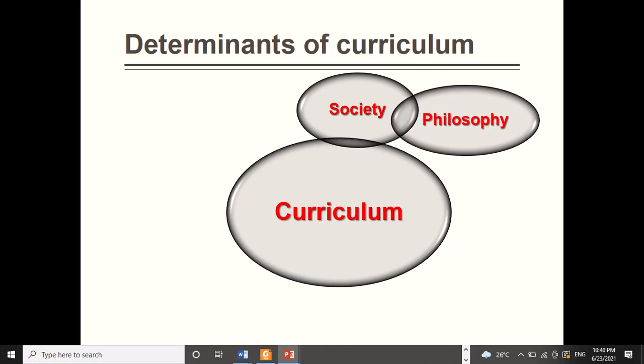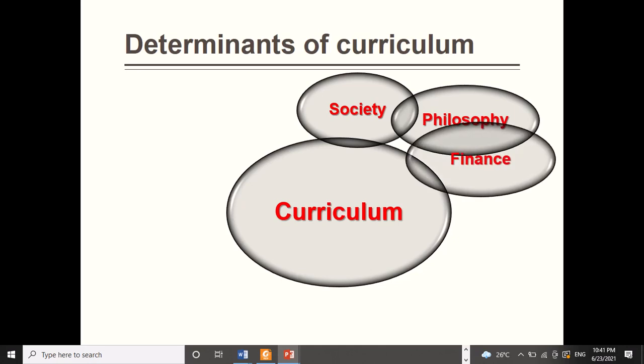Philosophy. The thinking of the people who are developing the curriculum also has an effect on the curriculum. So if people believe that students should be made to learn under the feet of an experienced person, serving as the pilot of knowledge, then it's going to be idealist driven. Okay.